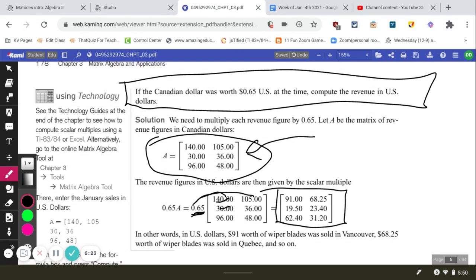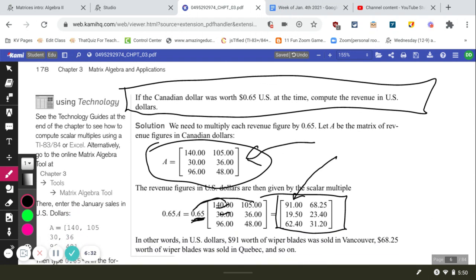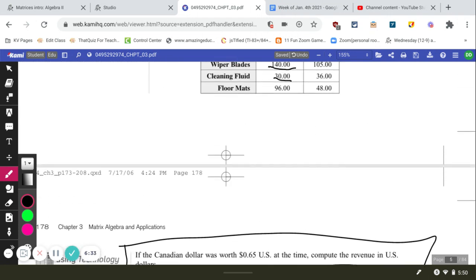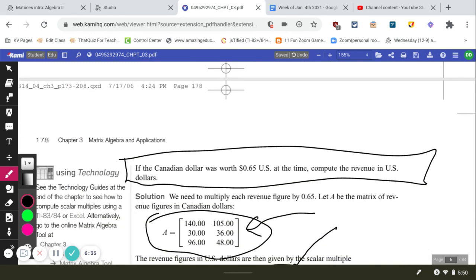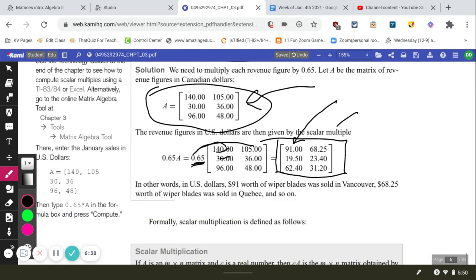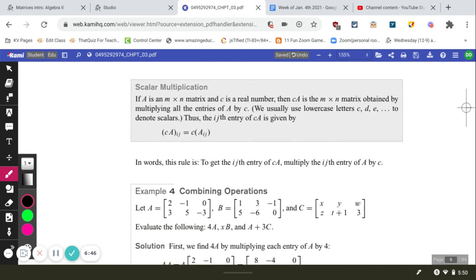So what this means is that if you were talking US money, they only gained $91 in the month of January in wiper blades. I believe that was that first column. And the Quebec store only gained $68.25 worth. So hopefully that gives you an idea for what scalar multiplication is and how easy it is.